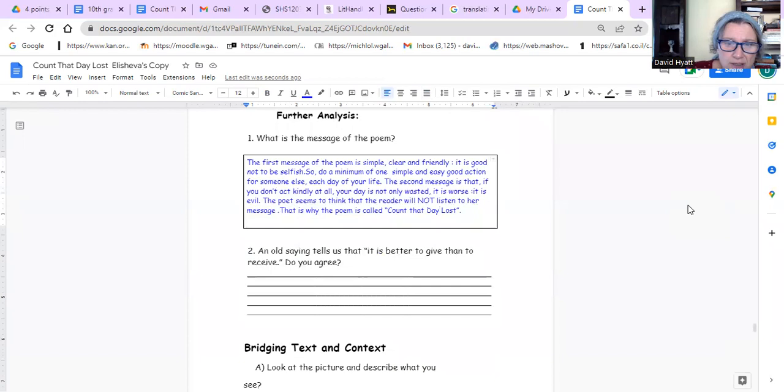An old saying tells us that it is better to give than to receive. Do you agree? Here you work it out on your own. You answer alone. A saying is like a proverb, they are synonyms. It tells us that it is better to give than to receive. Do you agree? You work it out on your own with this. Thank you.